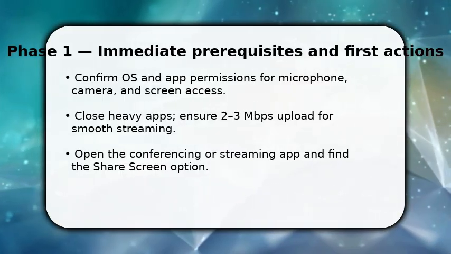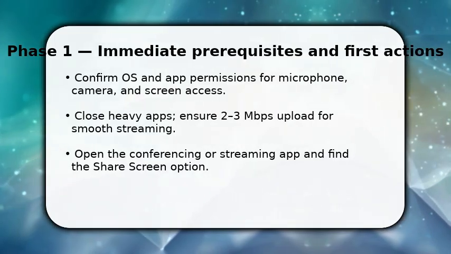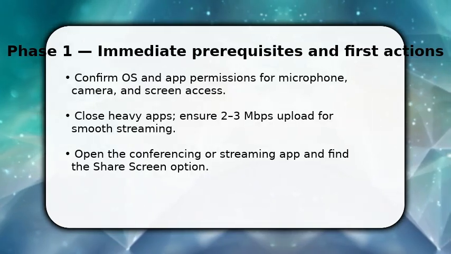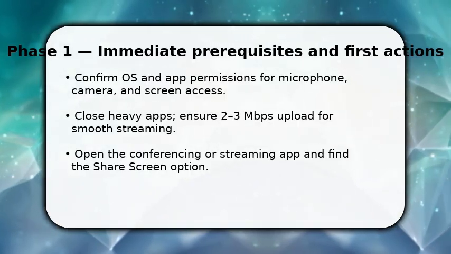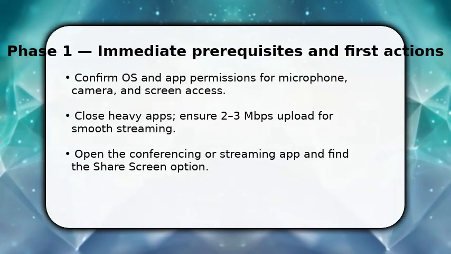Now open the conferencing or streaming app. Locate the share screen control in the main window or toolbar. Choose whether to share an entire screen, a specific window, or just a browser tab. Pick what protects privacy and shows only the content you intend to share.